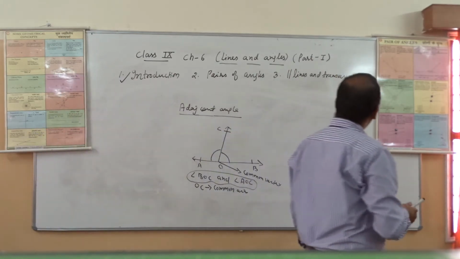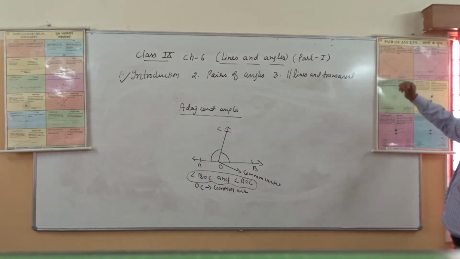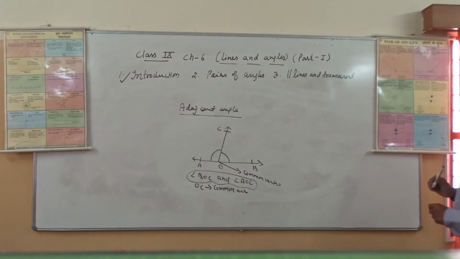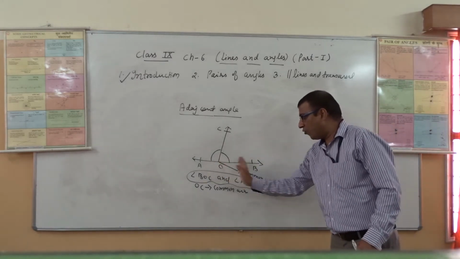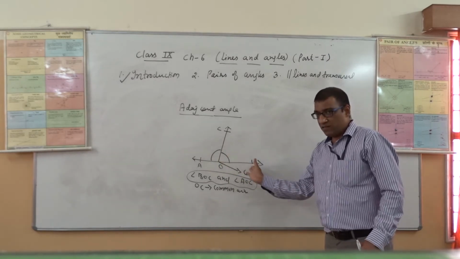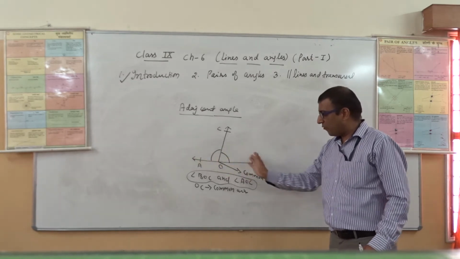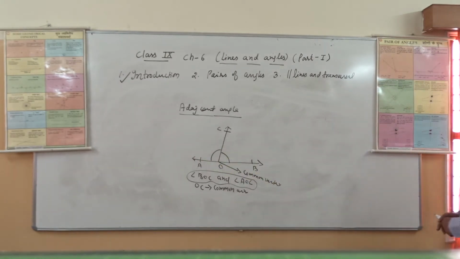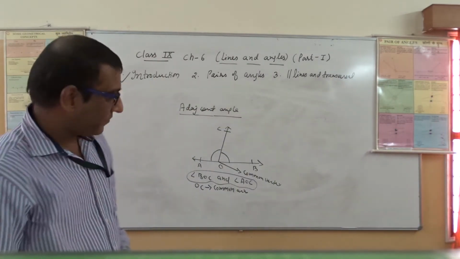As you see here, the diagram of adjacent angles is also given here, and it is written here: two angles having a common vertex and one common arm, and the other two arms are on opposite sides of the common arm. As you see here, OA and OB both are opposite arms which lie on both sides of the common arm, OA on the left-hand side and OB on the right-hand side. So after adjacent angles, we will come to the next point, linear pair.